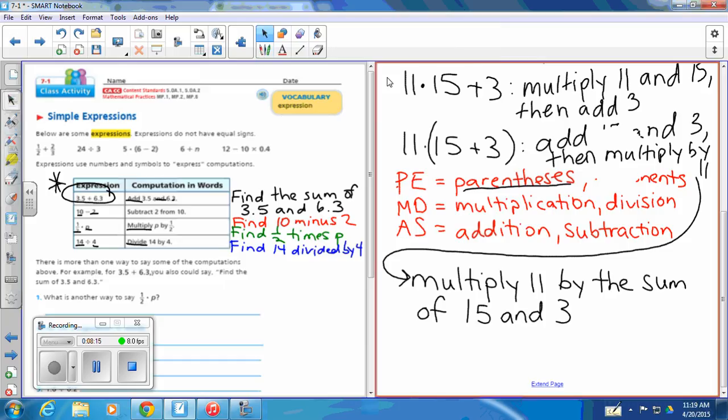So did we have to mark addition first, even though it came first? No, because we could say we're going to multiply 11 by the sum of 15 and 3. So we'd have to do 15 and 3 first, and then multiply by 11. Okay? So there's a couple ways you could say that. You could also say find the sum of 15 and 3, then multiply by 11. Okay, a couple different ways. Okay, let's go ahead and stop.